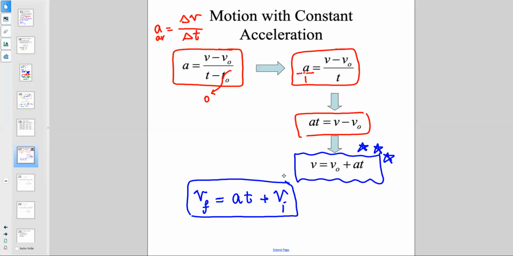For constant acceleration, this is very important. If you have a constant acceleration, that's the one that you're dealing with. So constant acceleration means that your acceleration is not changing by time. Okay.